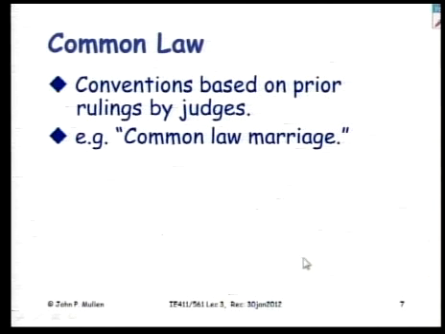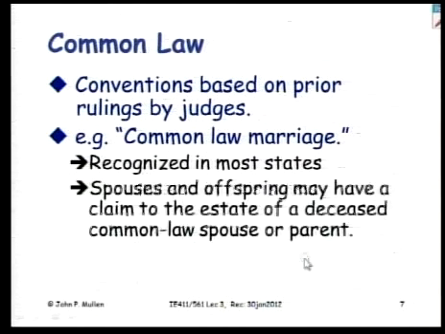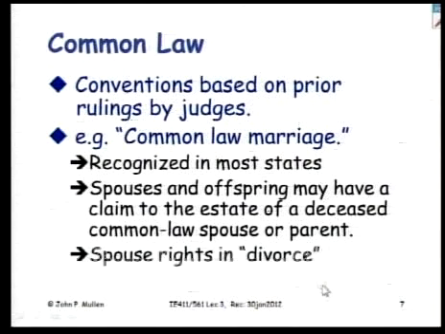An example is common law marriage, which is recognized in most states. A spouse and offspring may have a claim to the estate of a deceased common law spouse or parent in the absence of a will. And even if there's never been a wedding, there may be rights for the spouse in a divorce.